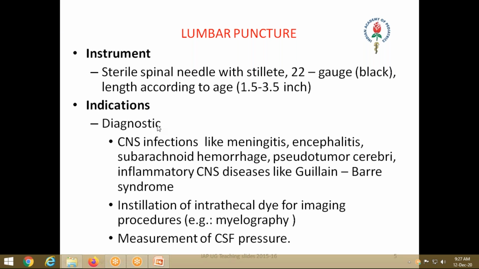Indications are diagnostic: CNS infections like meningitis, encephalitis, to rule out subarachnoid hemorrhage, pseudotumor cerebri, and inflammatory CNS disease like GBS syndrome. It is also used for the instillation of intrathecal dye for imaging procedures like myelography, and for measurement of the CSF pressure. These are the diagnostic uses.